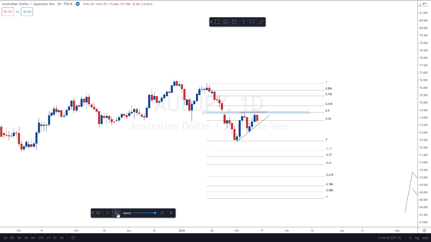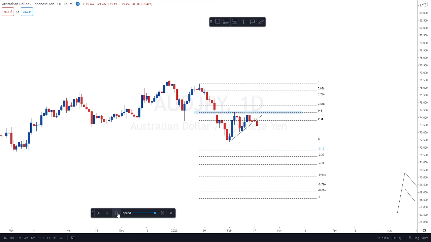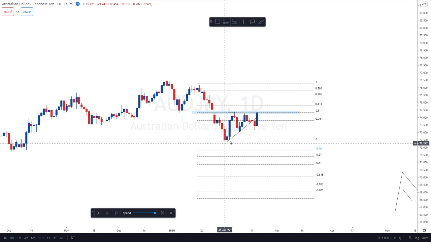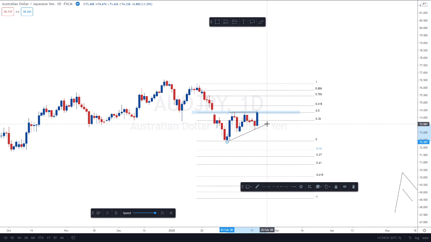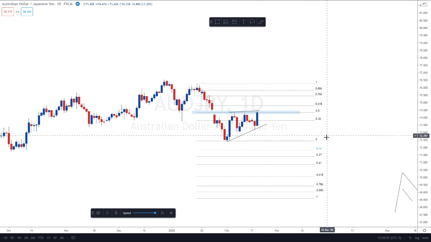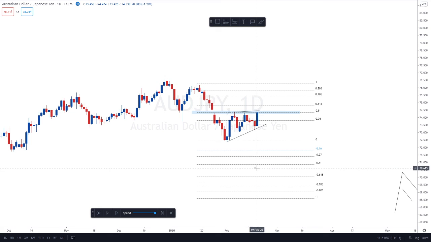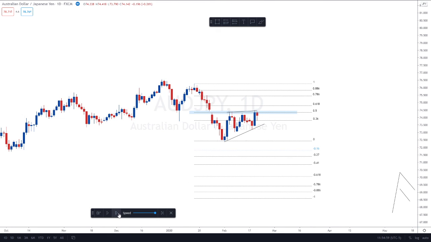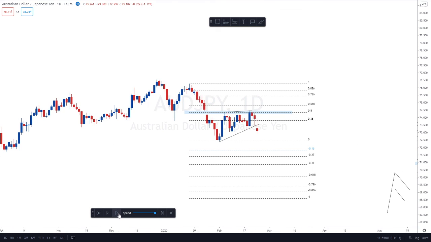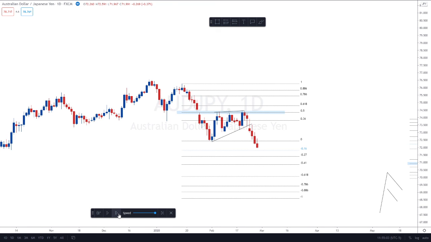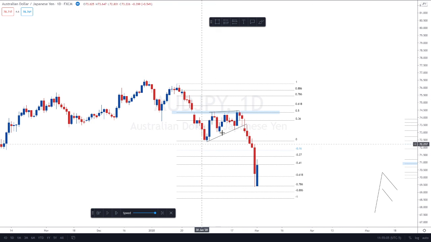We have all those confirmations telling us to look for a sell. You see price got to that area, and has the pattern changed? No, actually I'll call it more of a pennant at this point. And it sells off.